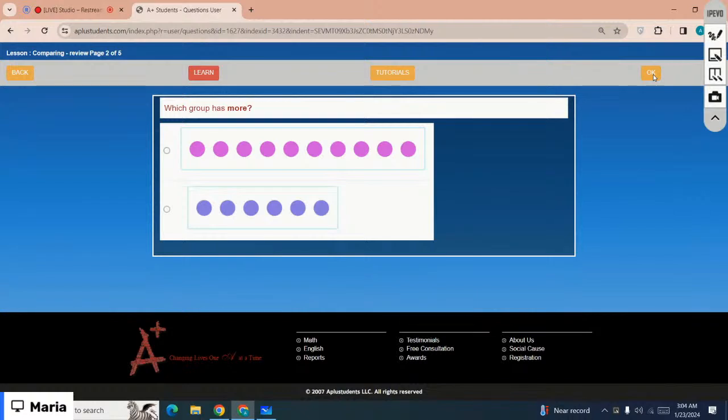Which group has more dots? Which is the correct option? Start matching the dots and see which one has more. Purple has more dots. The correct option is option number one, because you have more purple dots than blue dots.